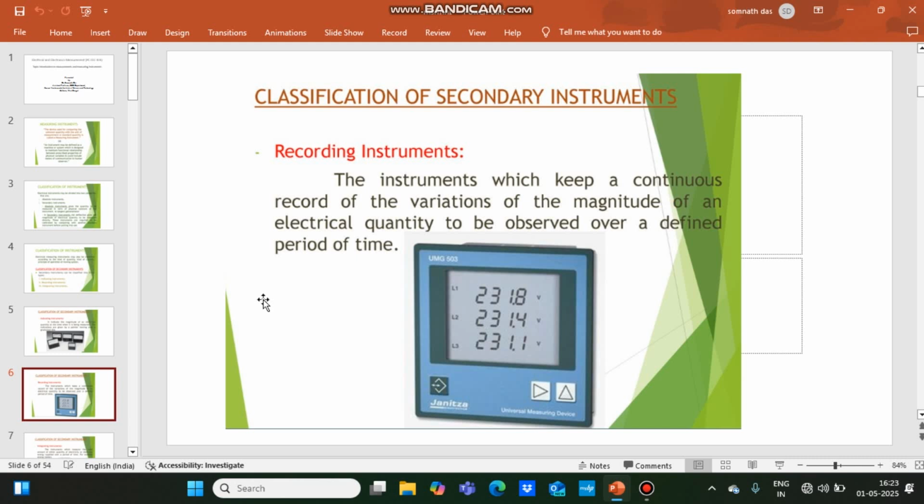Here the figure shows a digital type recording instrument. In the display, see, three line voltages are shown. These voltages are recorded over time.